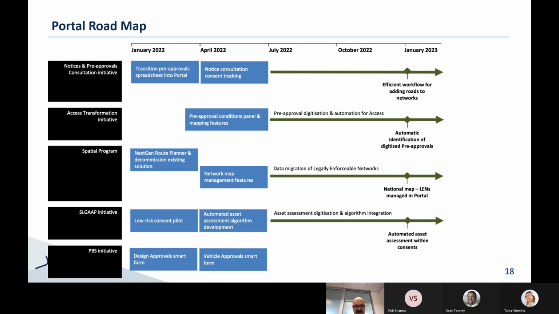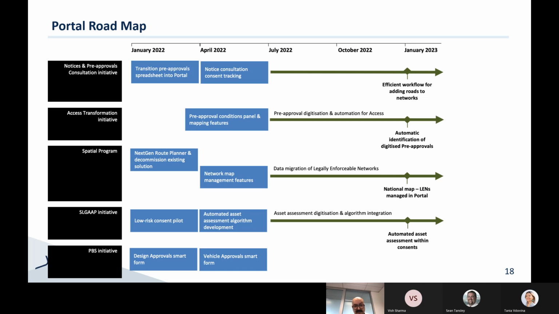What the spatial program will enable us to do is start looking at pre-approvals. In our access transformation initiative, we're really looking to streamline the way that pre-approvals are used. Road managers would be aware of how pre-approvals are an important tool for reducing workload and greater efficiency in getting those routes that they're happy for pre-approval to be given to operators in the speediest time we can.